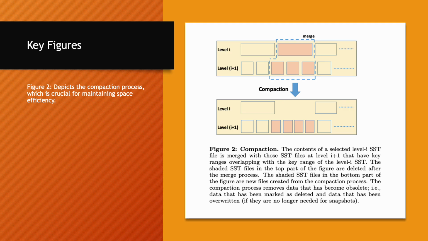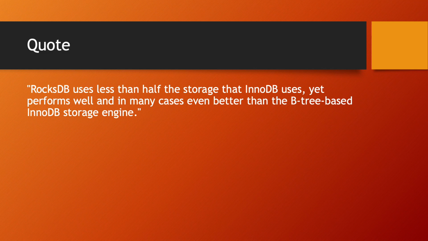The compaction process removes data that has become obsolete, that is, data that has been marked as deleted, and data that has been overwritten, if they are no longer needed for snapshots.